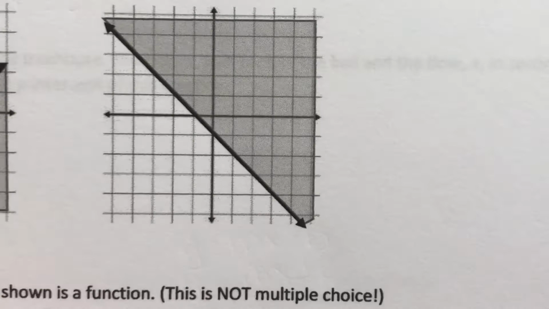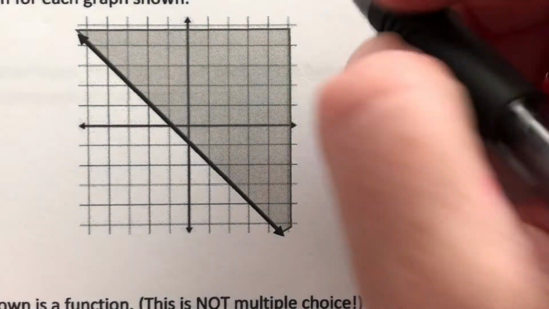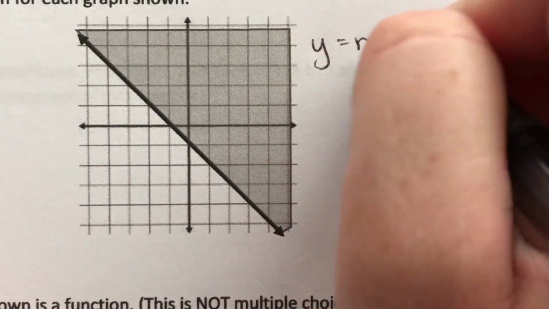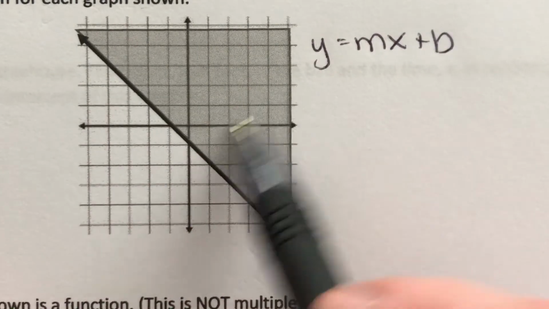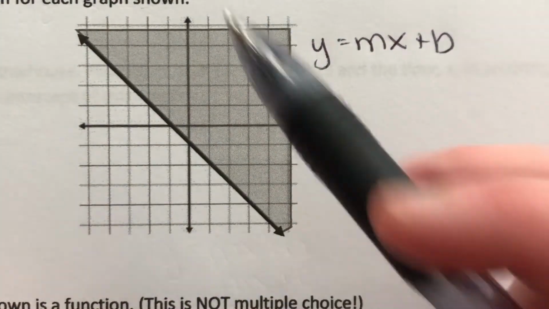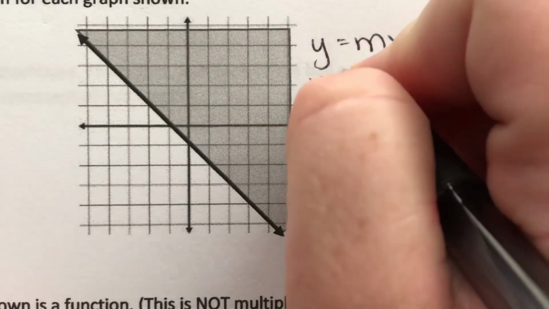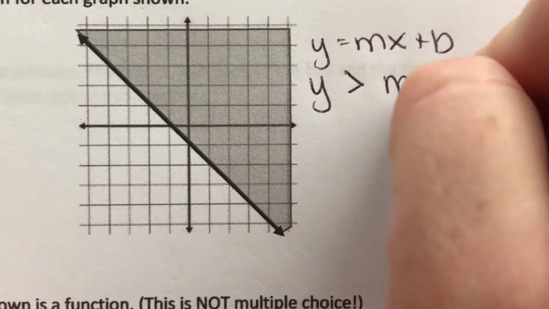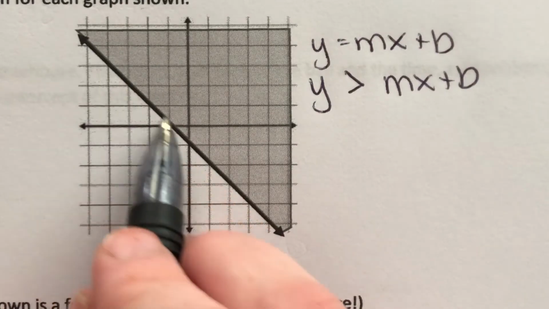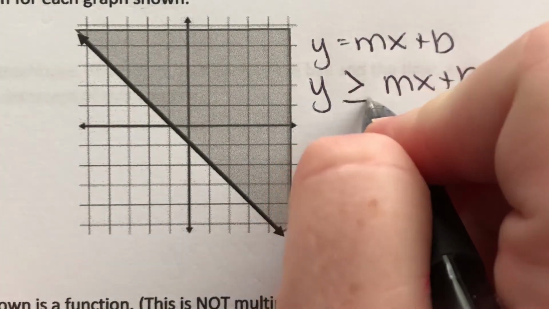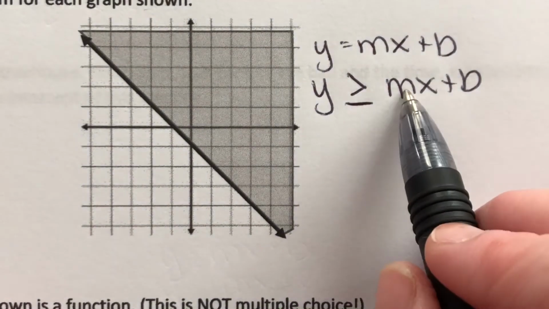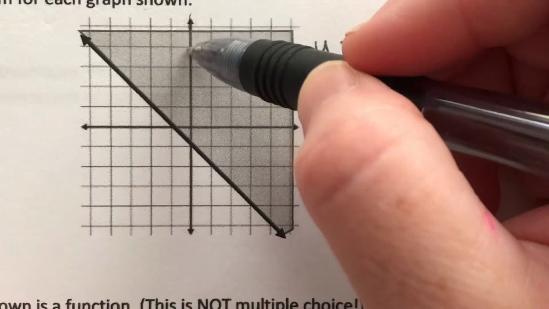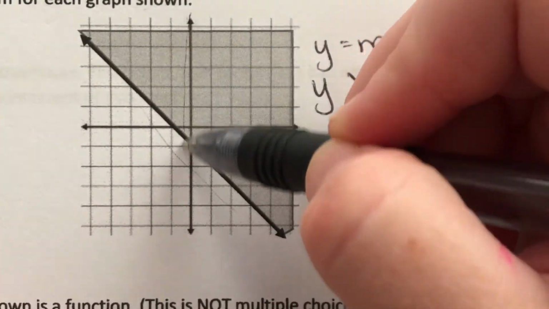Next graph, it's the same number. Same thing, so we want to use y equals mx plus b. Here, y, the shaded part, is above the line. It's higher than the line. So my shaded part is going to be greater than my line. And since it's a solid line, I'm going to put a line underneath here. So it's going to be greater than or equal to my line. Okay, so now I need the slope and the y-intercept. Where does this line cross the y-axis?